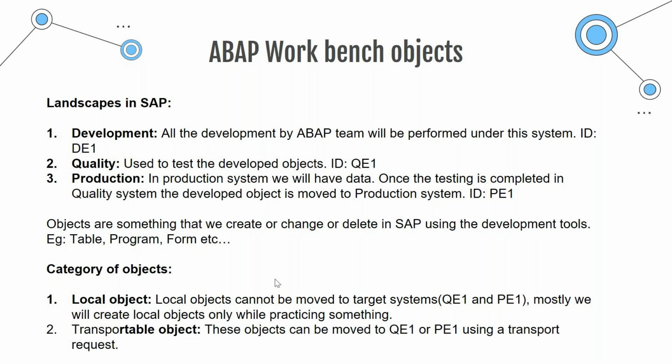And we as an ABAP team will most of the time work only in development systems. I would say almost 90% of the time you will work in the development system only. The other 10% you might work in quality and production, but 90% of the time we will work in the development system only. Okay, so this is just a temporary ID that I gave, ID as DE1.